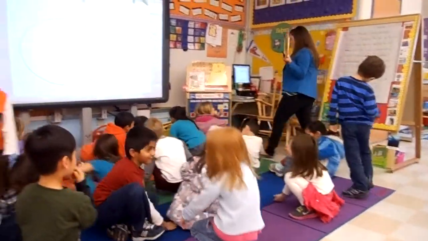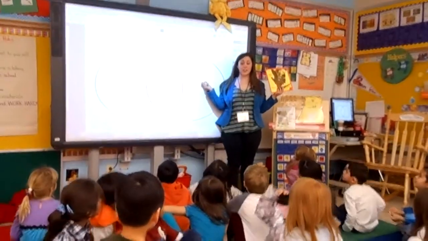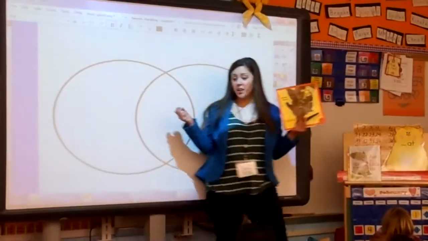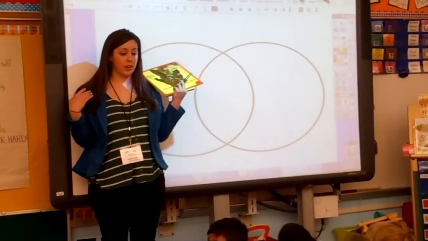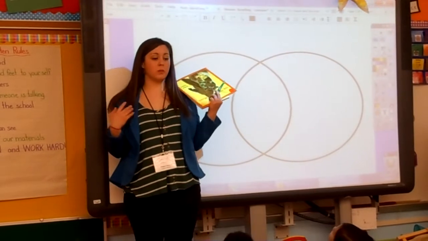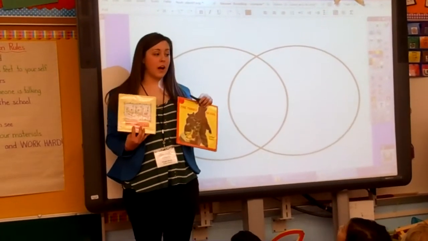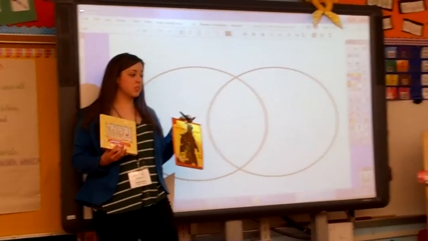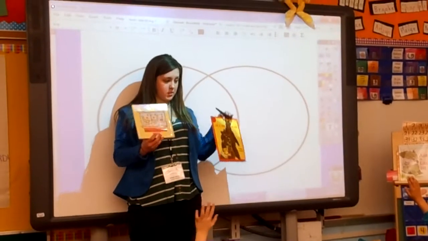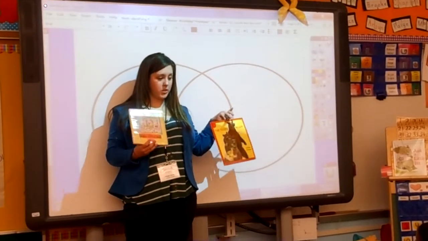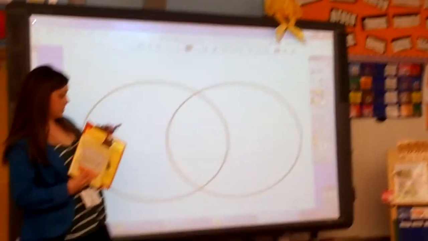Good. Can someone tell me what this is? The diagram. Good. Okay, kindergartners, your body should be facing this way. You should be ready to look, listen, and learn while we fill out our Venn diagram. Can someone tell me what the first thing I need to do is? Isabella knows. Right. What do I need to write? The title.